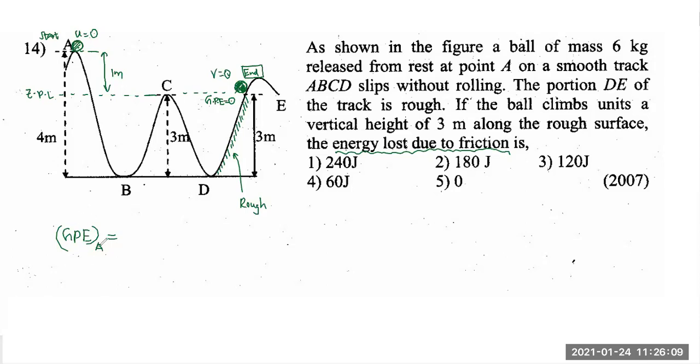So what happened to this energy? It can't just get lost according to the law of conservation of energy. It says energy cannot be destroyed nor created, but it can be converted to other forms. Here at A, with respect to this zero potential level, this is the only energy we have. At E, it seems like there's no energy. So this energy is completely converted to energy lost due to friction.